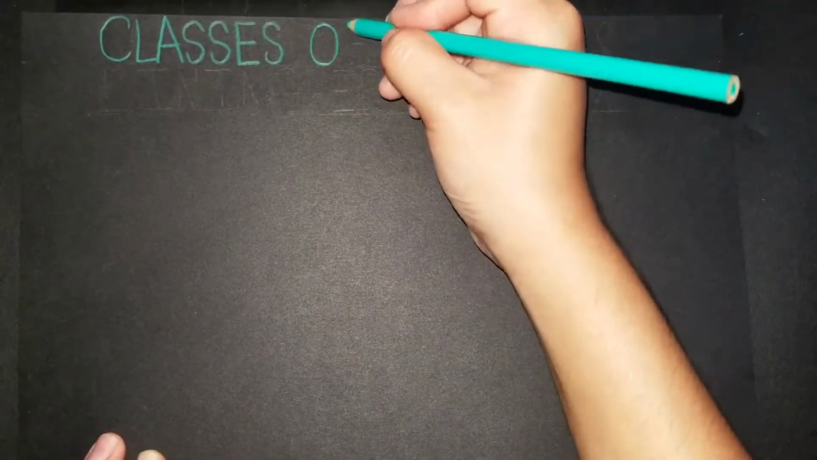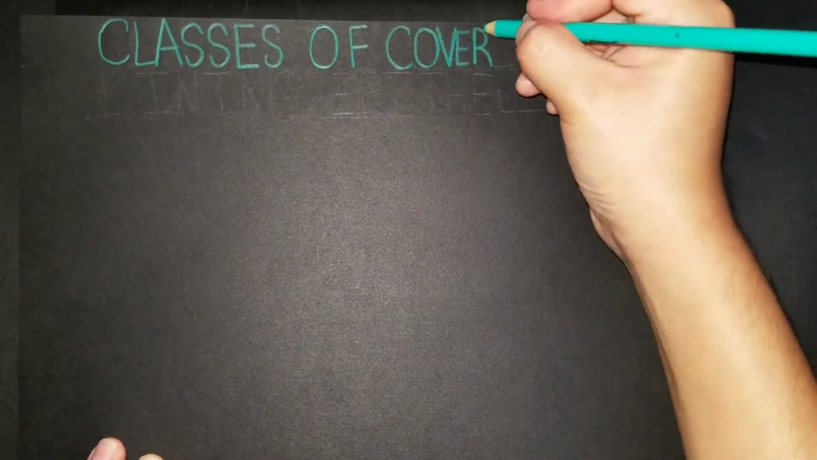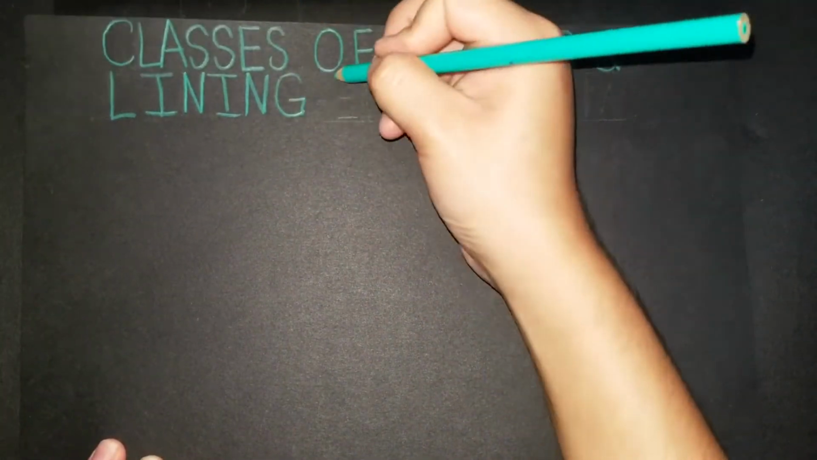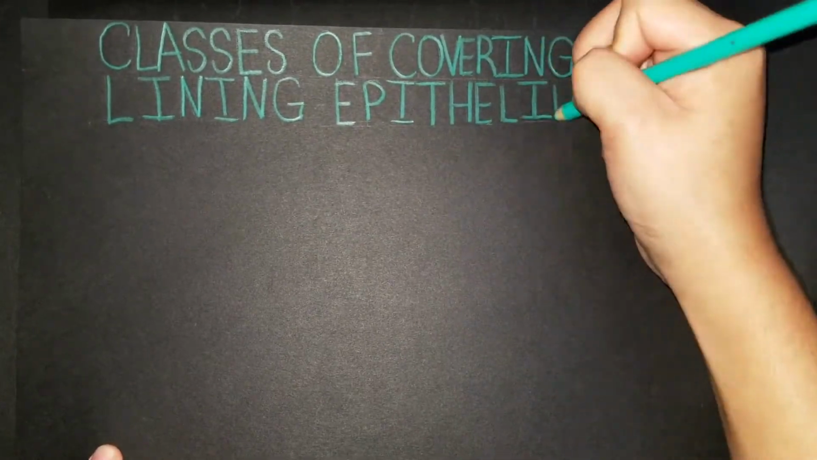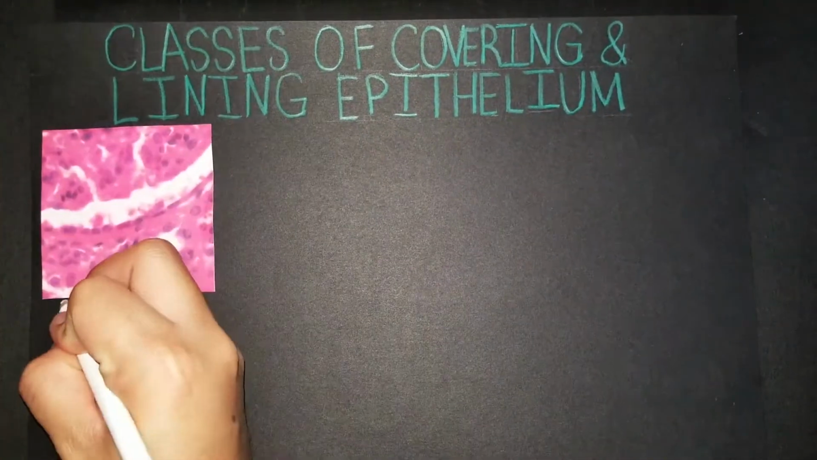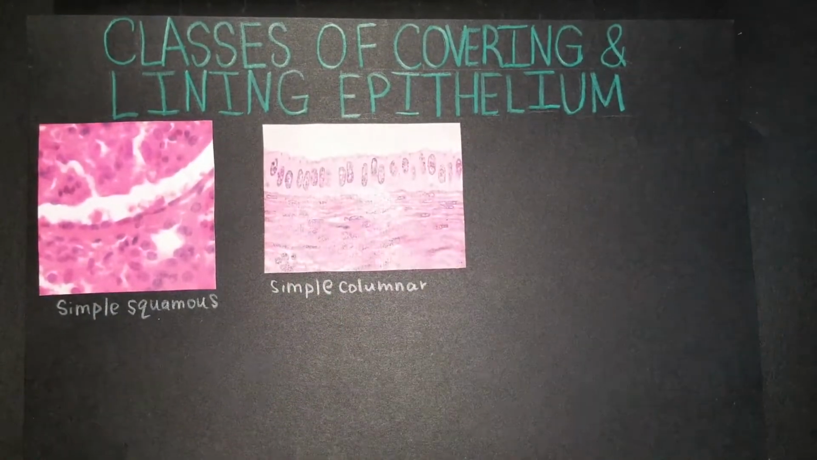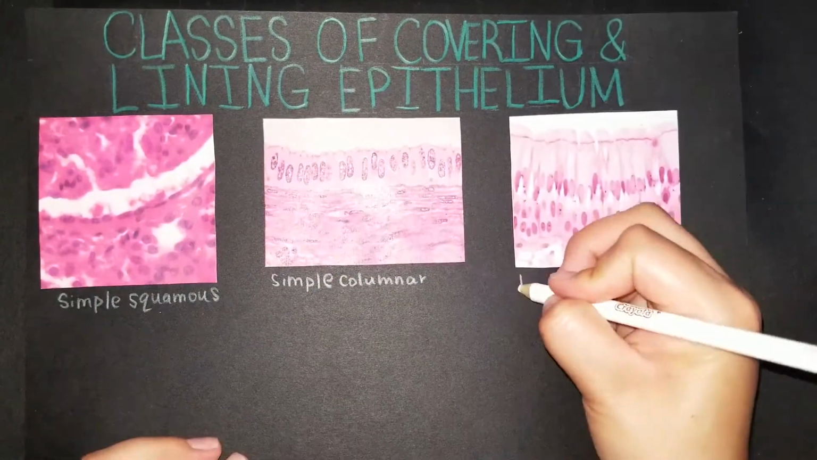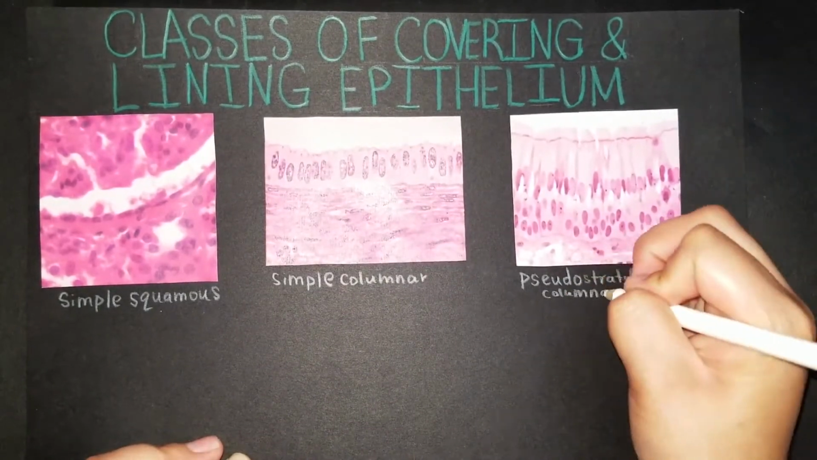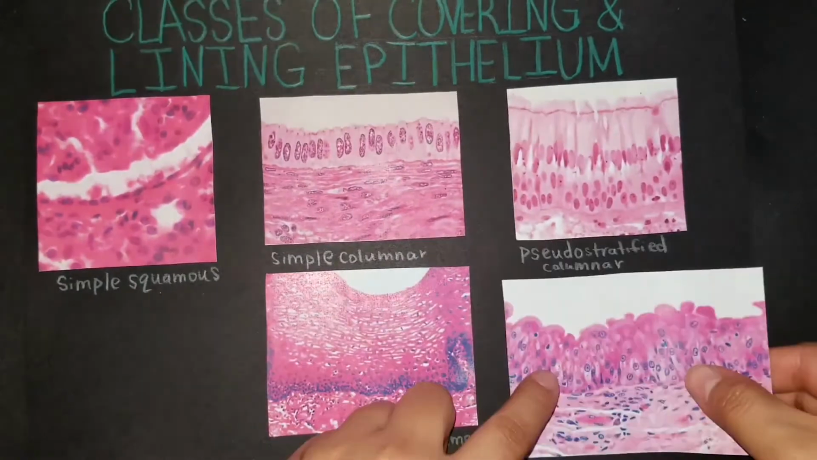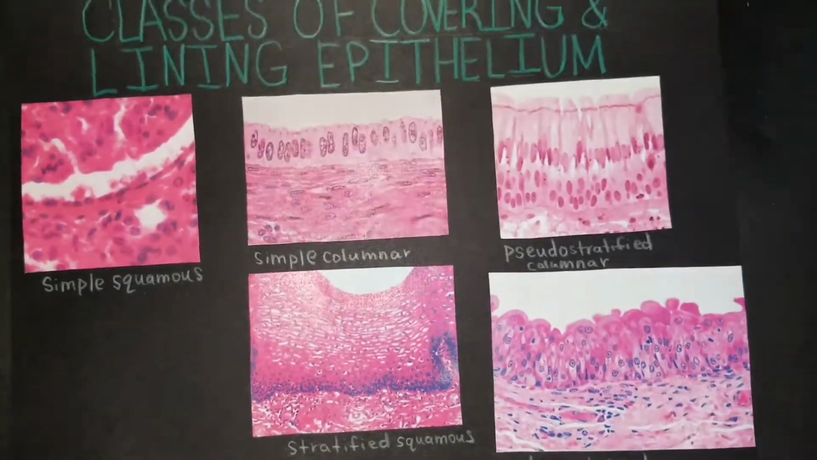Classes of covering and lining epithelium. There's simple squamous, simple columnar, pseudostratified columnar, stratified squamous, and transitional.